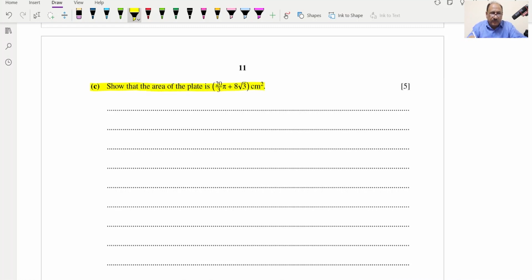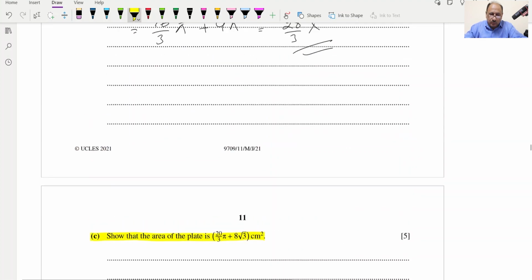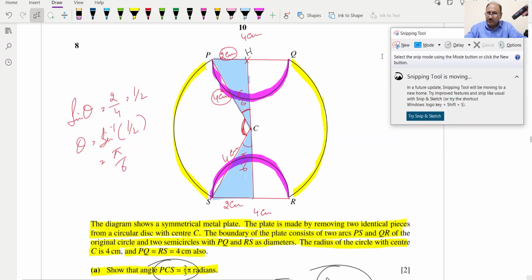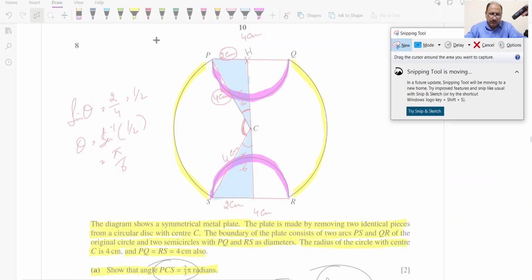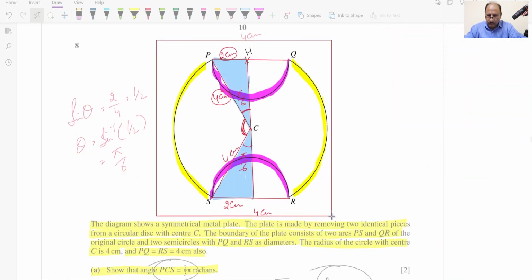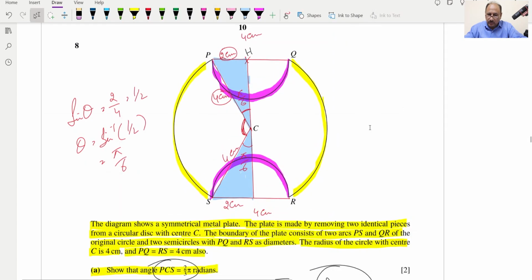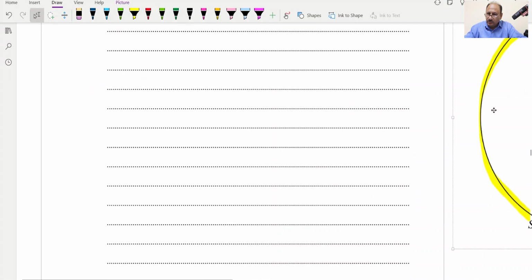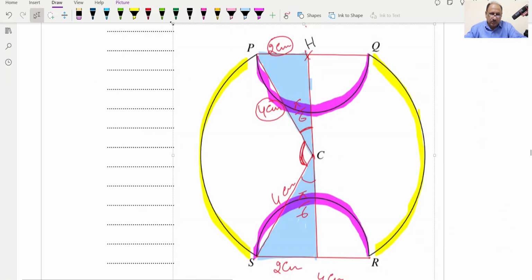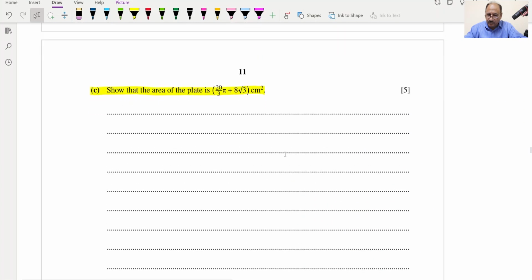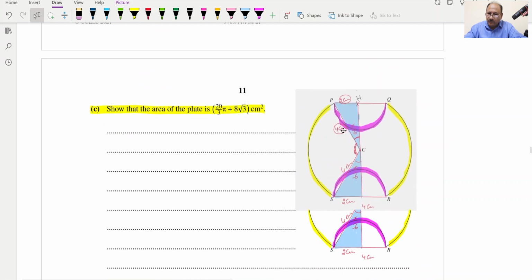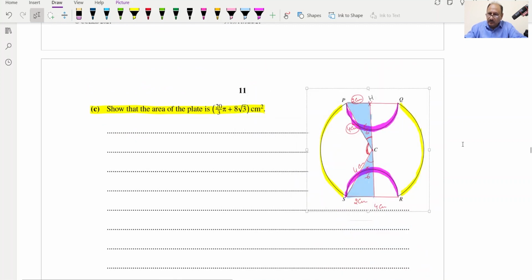Now for the area of the plate, what I will do is take this picture, and for reference we can take this picture, and we can reduce this to our required size. For reference, we can keep the picture over here so that we will not be scrolling. This is a 5-mark question.